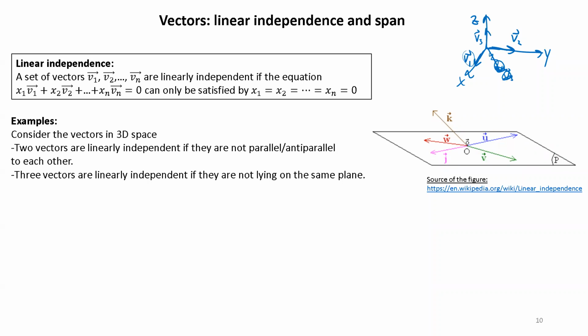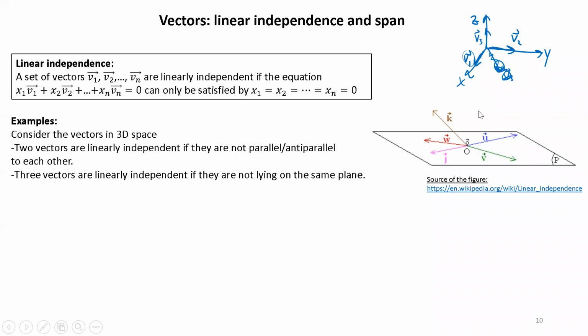So geometrically, that's what happened, right? For three vectors, they are linearly independent as long as they are not lying on the same plane. In the 3D space, if they are lying on the same plane, they're linearly dependent. If not, then they are linearly independent. So in this picture, what can you see here? I have five vectors here.